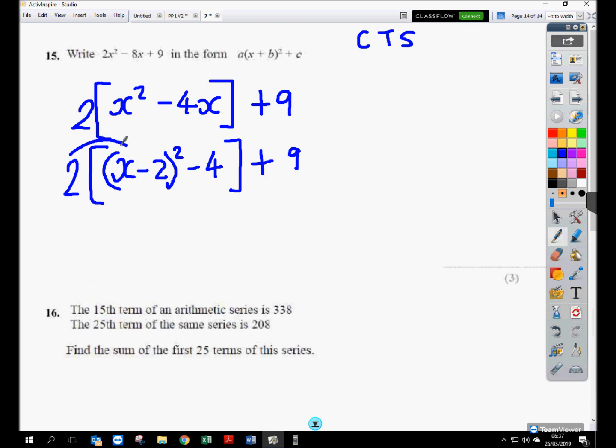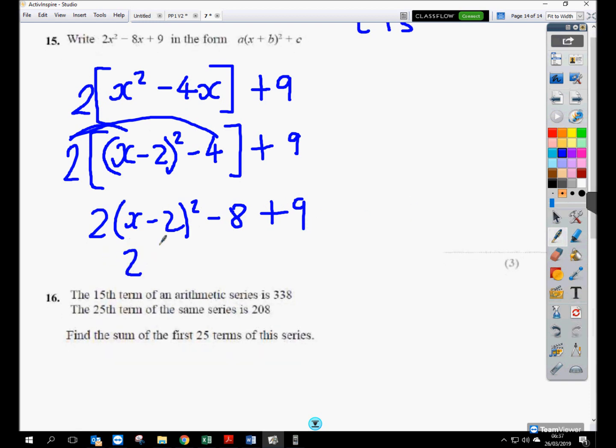Now we're going to multiply out the square bracket like this. So 2 times the bracket is like this, 2 brackets (x minus 2) squared, 2 times negative 4 is negative 8, plus 9 at the end. So finally we end up with 2 brackets (x minus 2) squared minus 8 plus 9, which is plus 1, 9 take away 8 is 1. So this is the answer to the question.